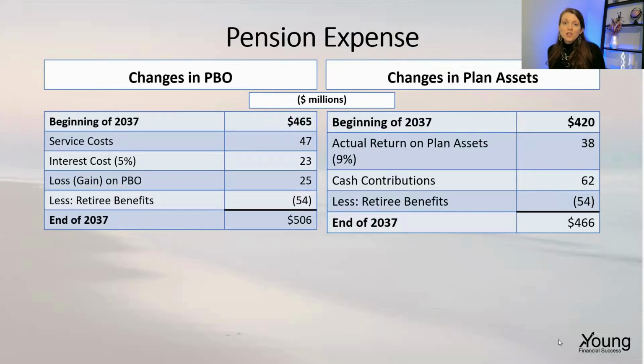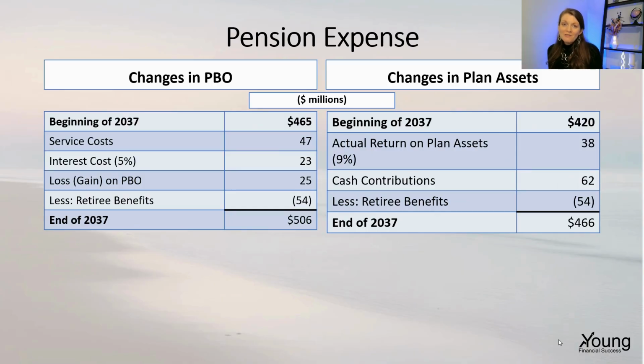Then we have a loss on projected benefit obligation, and they're telling us that is 25 million for all of those employees. We have a loss there, and that could have been for a number of reasons. It could be that we've seen that a lot of employees, we actually expect to get paid more than what we had planned for by the time that they retire, so we had to up that amount. If it's a positive amount here, it's a loss because it's adding to how much our pension obligation is going to be. Then we subtract out any amount that we've paid to any of our retirees.